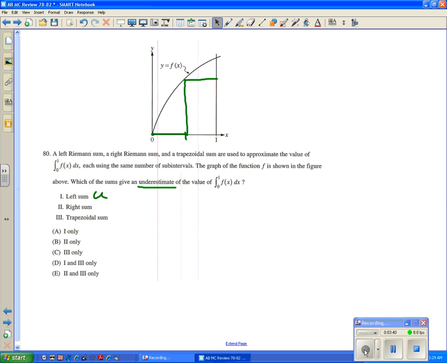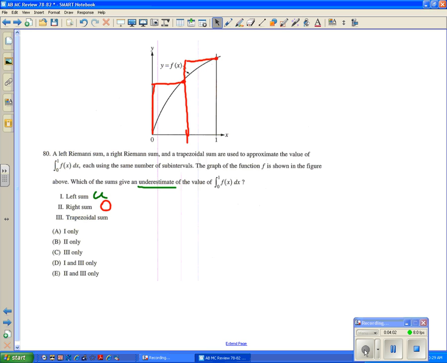If, on the other hand, we did just 2 again, but we did a right-hand sum, think about how that would differ. If we used a right-hand sum, we'd be taking our measurements over on the right, and we'd form 2 rectangles this way, and clearly we would have an overestimate with a right-hand sum.